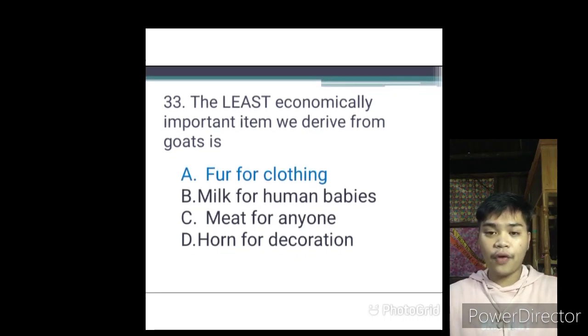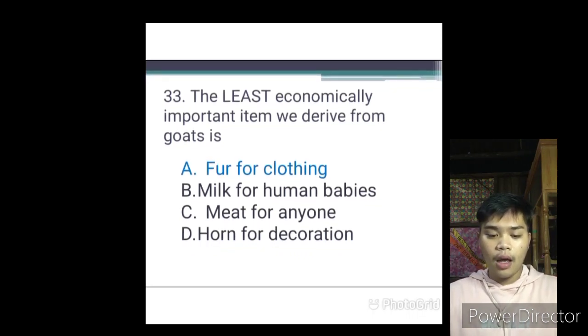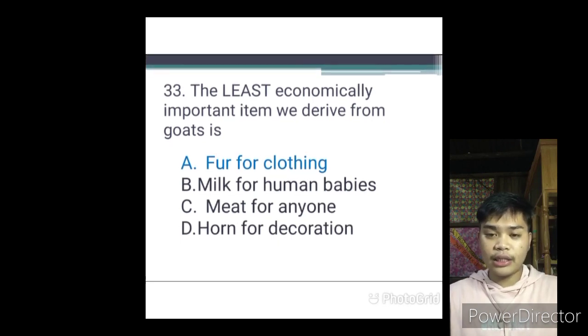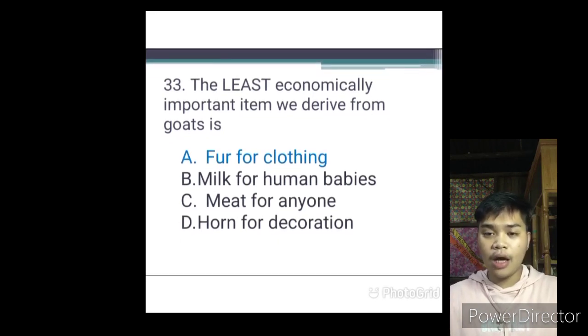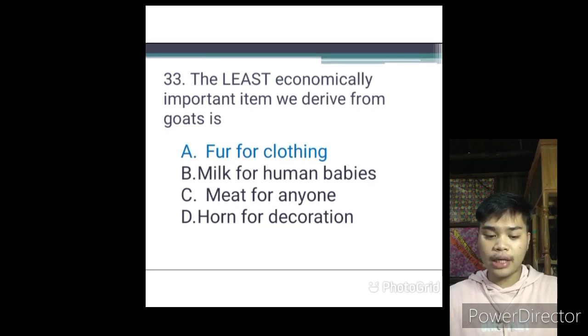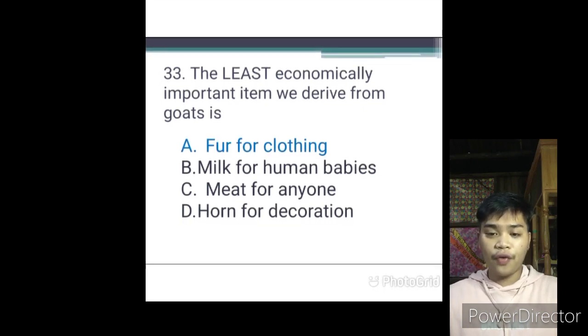So number 33, the least economically important item we derive from goat is blank. Letter A, fur for clothing. Letter B, milk for human babies. Letter C, meat for anyone. Letter D, horn for decoration. So our answer is letter A, fur for clothing.